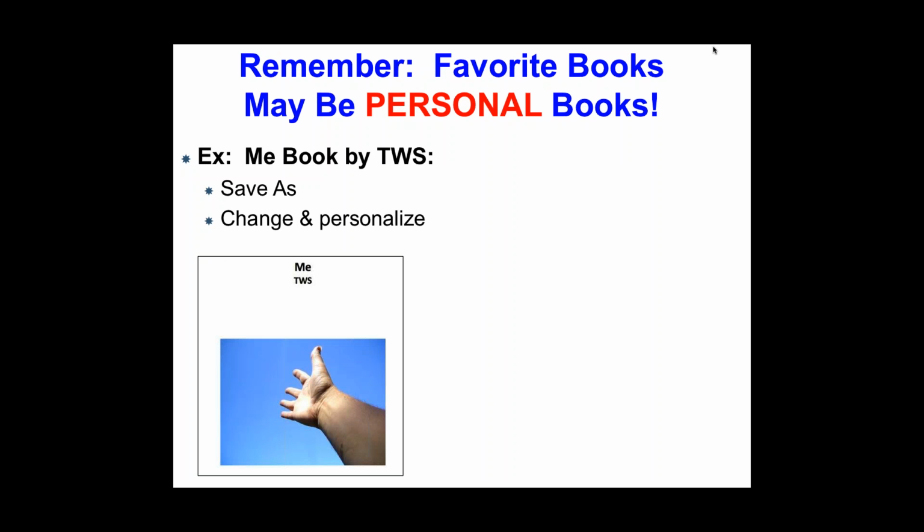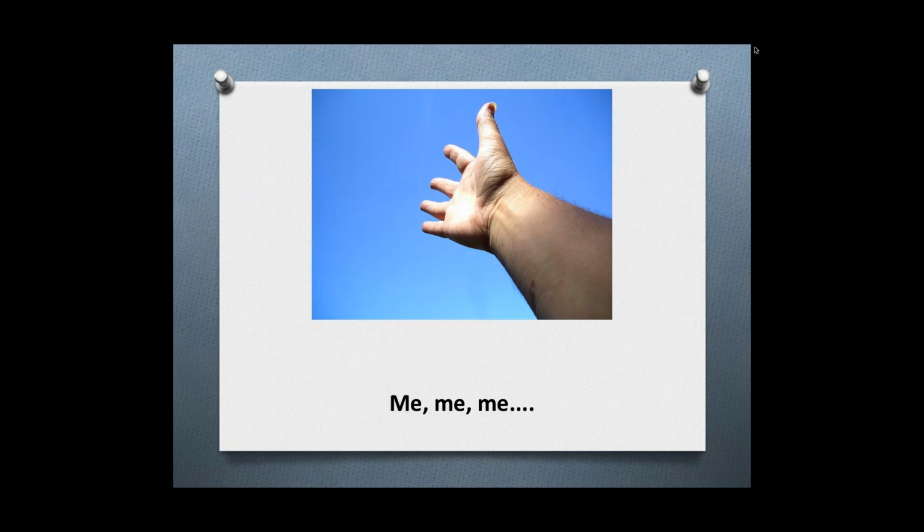Remember from the webinar that Erin Sheldon did on books for students, she did this back in October, so you can go look at that from Angelman's site, and it was about picking books and finding books that will really engage students. And one of the things she talked about was that a lot of times the favorite book is going to be a personal book. So here's the Me book by TWS. I talked about that last week. But it's very important to think about saving it.